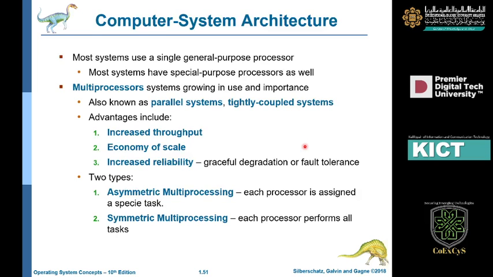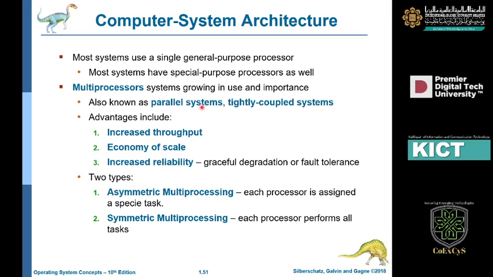And today we're going to talk about computer system architecture itself. Most systems basically use a single general purpose processor. This is usually the common case where we have one CPU, right? One processor on the computer. So they have one general purpose processor.